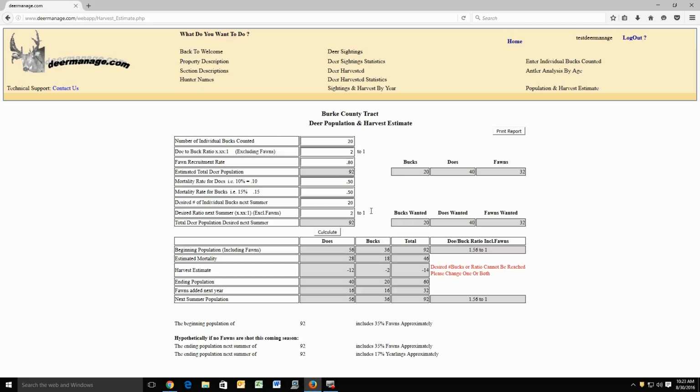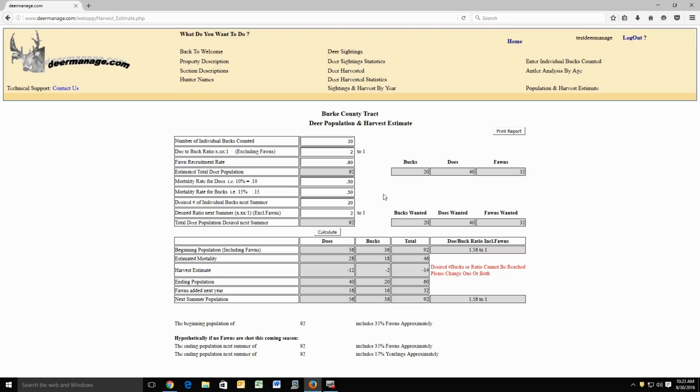All we can do is hope that the mortality rate improves next season, and then we can adjust our harvest accordingly. But in a case like this, where really and truly your deer population is going down, it may take a year, it may take 2 years, it may take 3 years of harvesting no deer to allow that deer population to get back up where it needs to be.